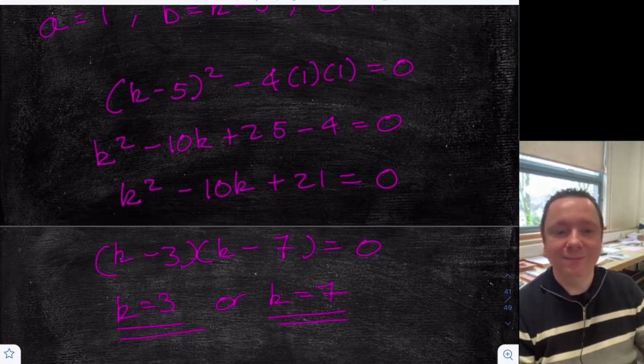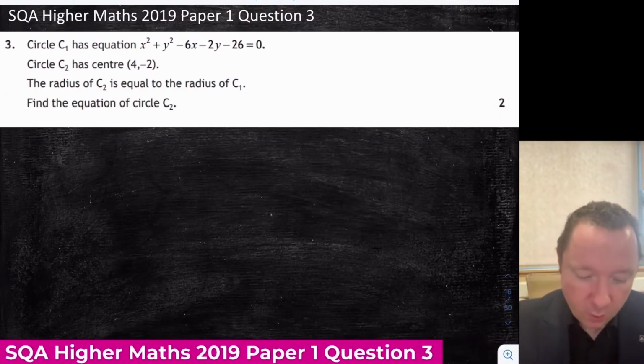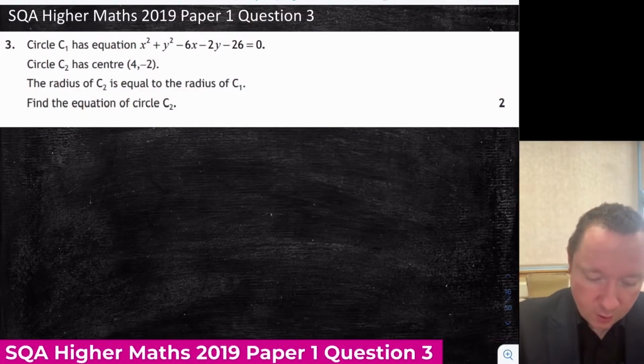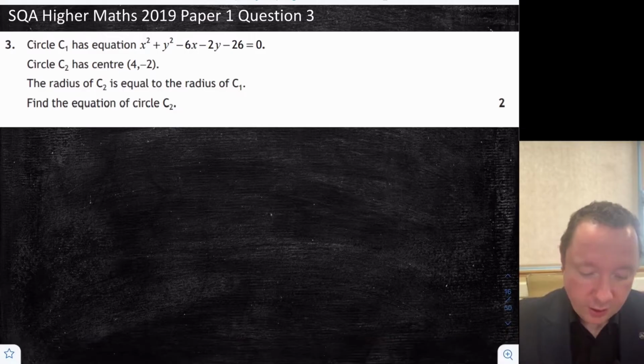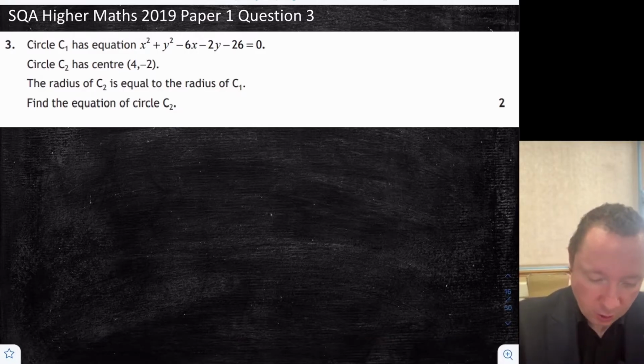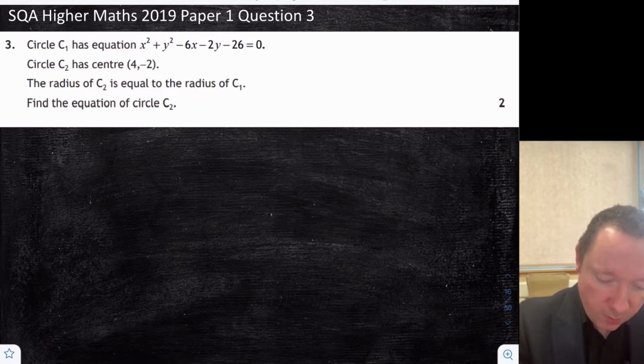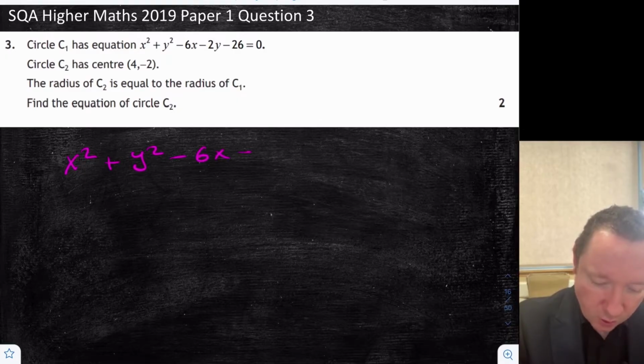And we're done there. SQA Higher Maths, paper 1, question 3. Circle C1 has this equation and C2 has centre (4, minus 2). The radius of C2 is equal to the radius of C1. Find the equation of circle C2. So we have got our equation up here: x squared plus y squared minus 2x minus 2y minus 26 equals 0.